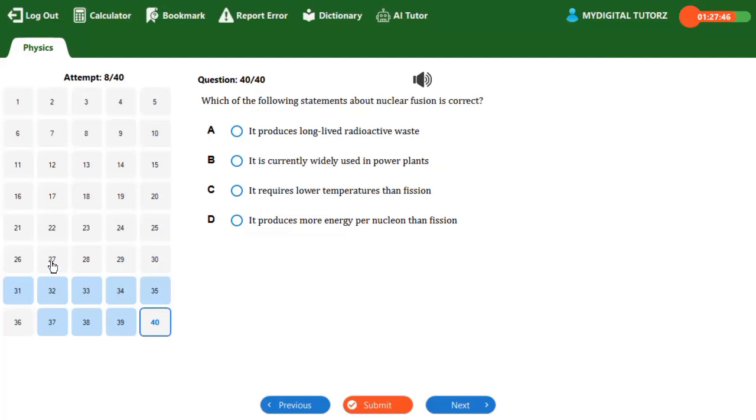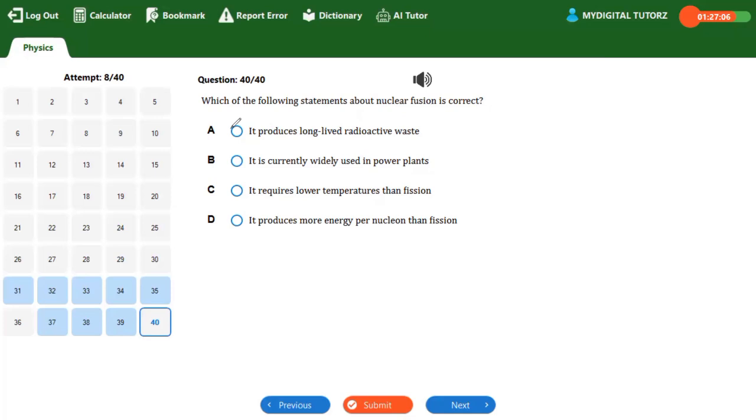If you read through your nuclear physics very well, you will be able to understand the difference between fusion and fission. In fusion, two smaller, light nuclei come together to form a heavier nucleus plus energy release, while fission is the breaking down of a heavy nucleus into smaller nuclei plus energy release. So there are many differences between fusion and fission. Is that understood? So which of the following statements about nuclear fusion is correct?